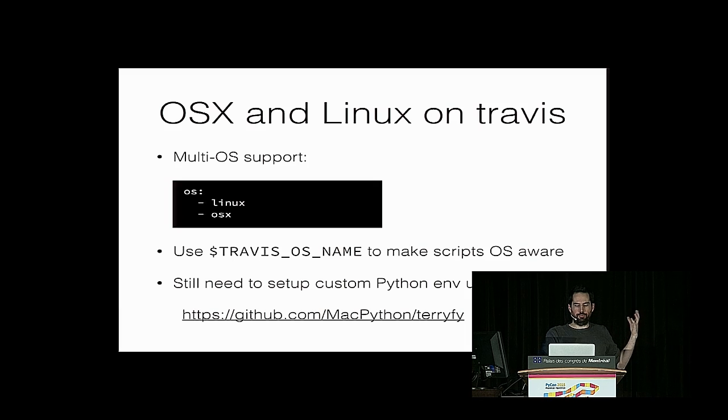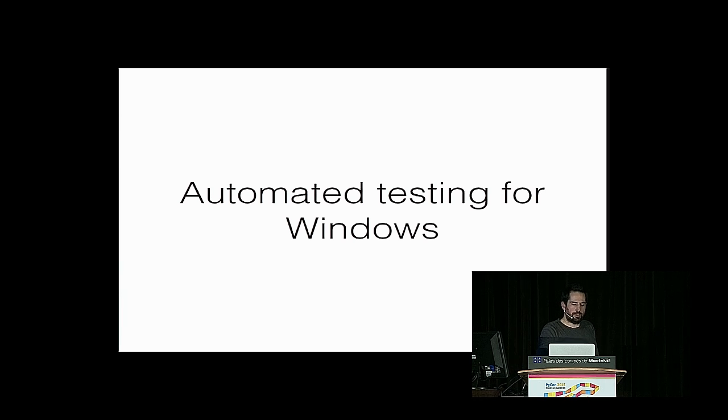So if you want to run both Linux and OSX in the same GitHub repository, it's also possible to use the multi-OS support of Travis, and then to adapt your script by introspecting the Travis OS name environment variable to either use the regular Python stuff from Linux or to install a Python environment using Terrify. So here is the URL of the Terrify utilities.